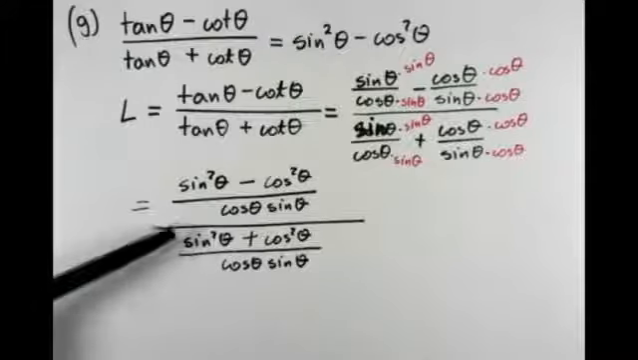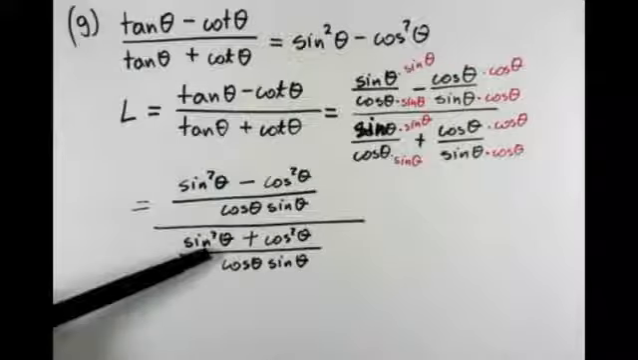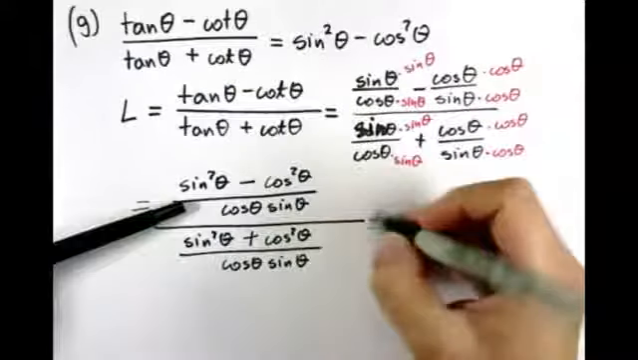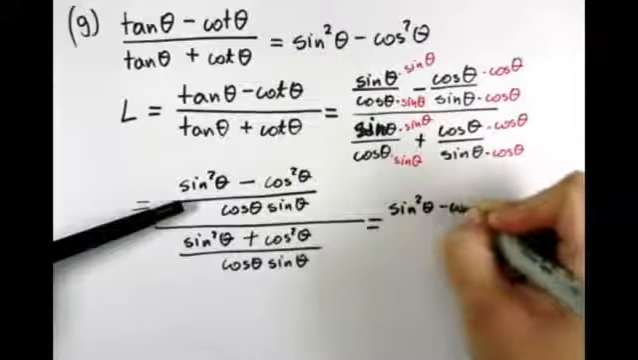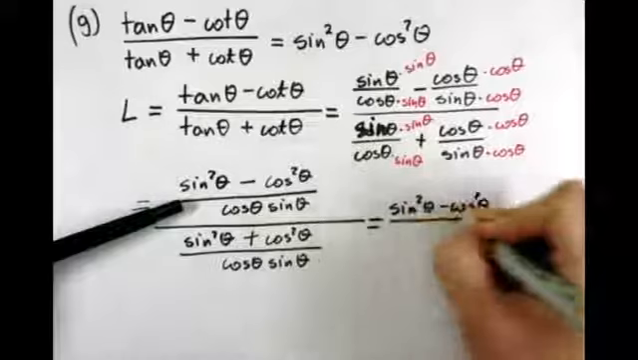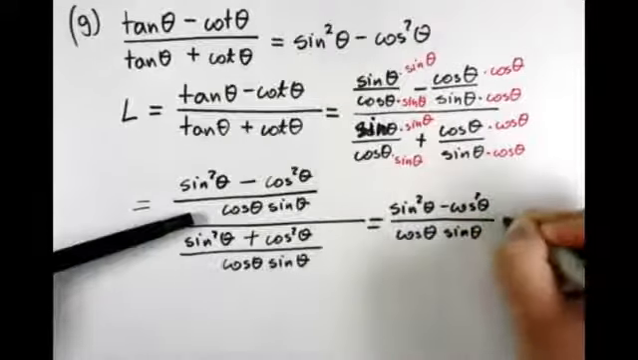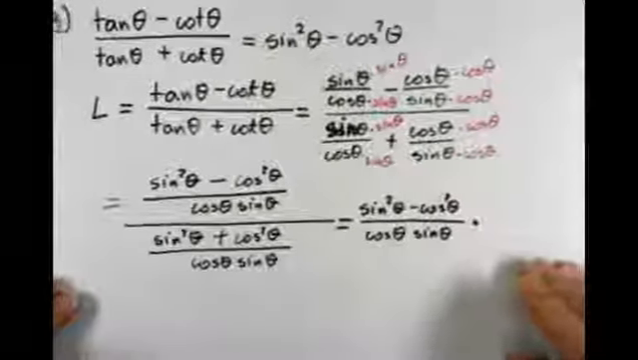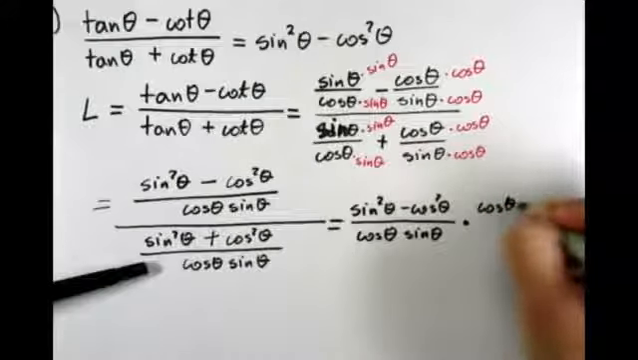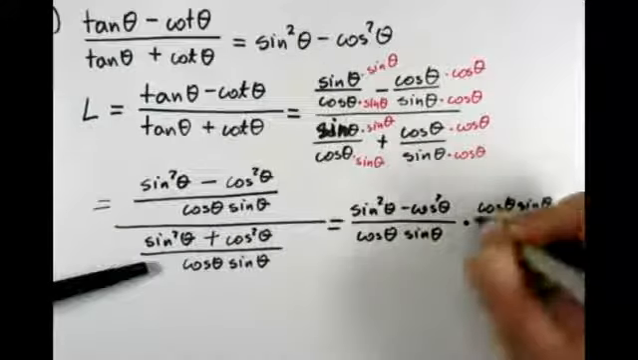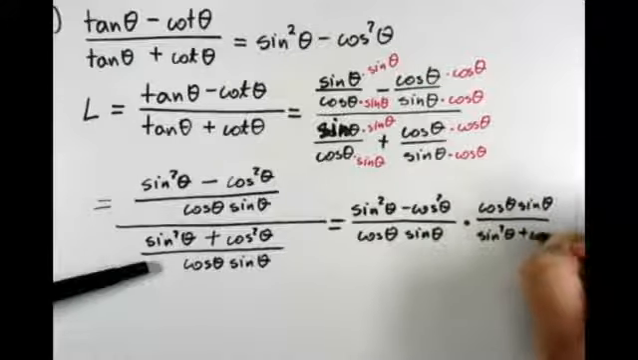So now to divide by a fraction means multiply by its reciprocal. So we will flip over the fraction. So we're gonna copy the first fraction. We have sine theta minus cos theta all over cos theta sine theta. And now I have times. And I'm gonna flip the second fraction. So we have cos theta sine theta all over sine square theta plus cos square theta.